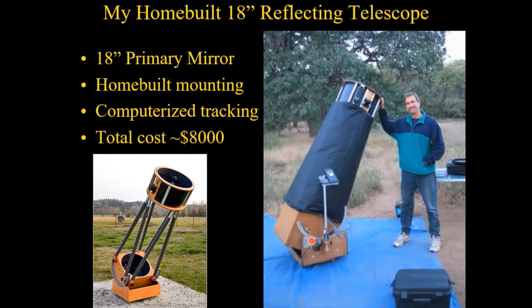I bought the mirror from a professional mirror making facility, and then built the rest of the telescope around it. It has computerized tracking, so I can basically dial in any object or position in the sky that I want, and the telescope will automatically move to that object and then start tracking it. The total cost of this project was about $8,000, and as they sometimes say, hobbies are a good way to waste time and money, and that was certainly the case for this telescope.